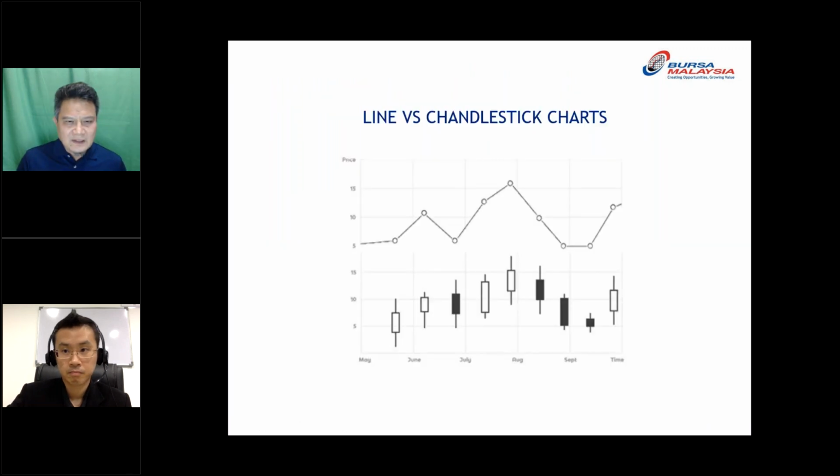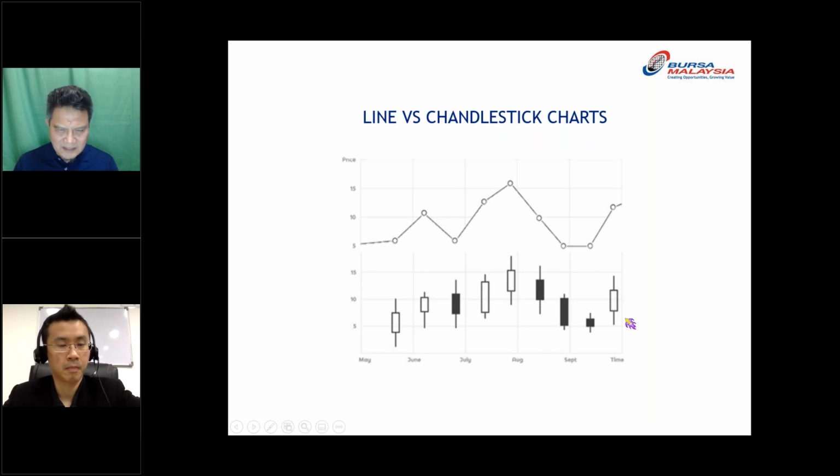This is the difference between a line chart and a candlestick chart. At the top is a line chart, which is all closing prices, and at the bottom is the bar chart.